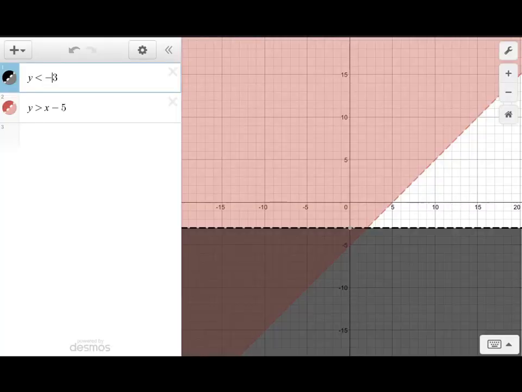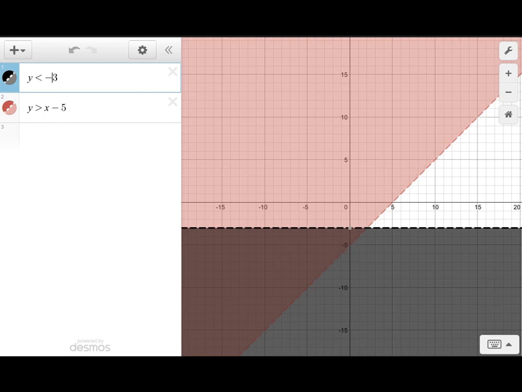Okay, so hopefully you got an answer that looked something like this. The first one, y is less than -3. Here's where y is equal to -3. It's everything below. It is not equal to -3, so it's a dotted line. Second one has a slope of 1, y-intercept of -5. Crosses right here, goes up like so.